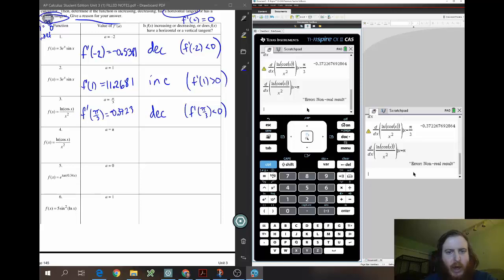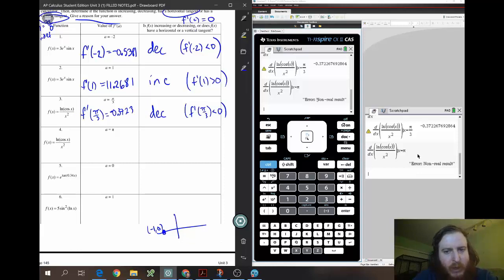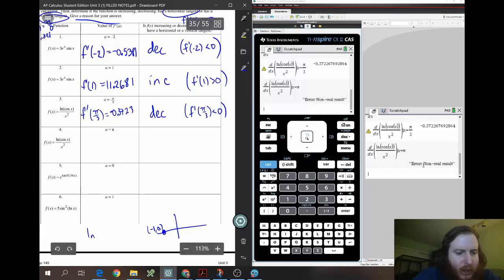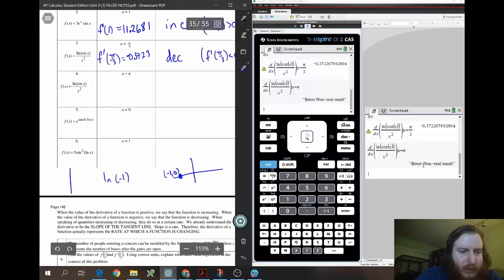Okay, and the reason we get a non-real result here is because of the ln of cosine of pi. If we remember on our unit circle, cosine of pi is over here. It's at negative 1, 0. And so we want to be careful when we get these non-real results, is it actually a vertical tangent, the undefined, or does it just not exist? And so ln of negative 1 just doesn't exist. There's nothing on that graph, right? The graph of ln of x looks like this. There's nothing over here at negative 1. So that's why it doesn't exist.